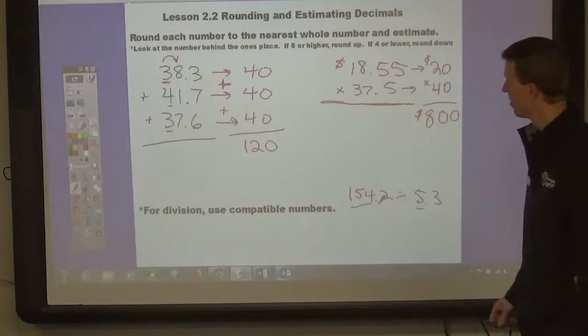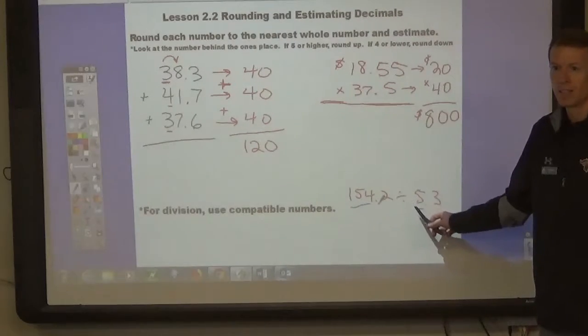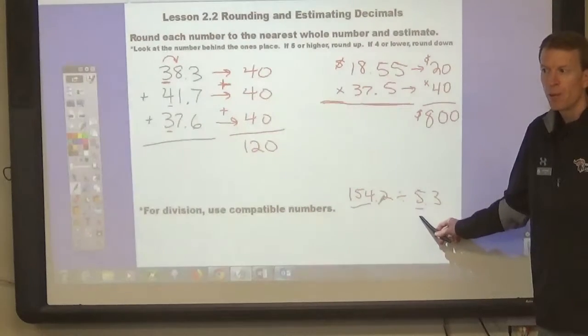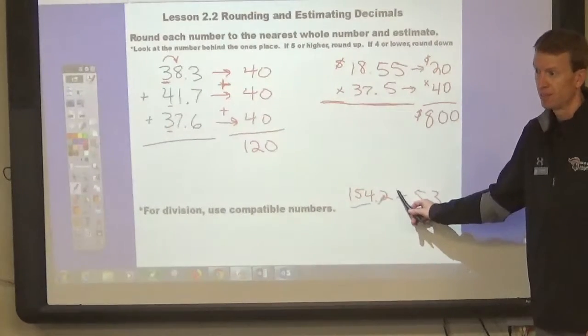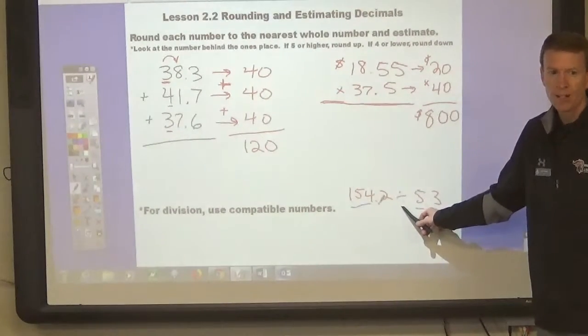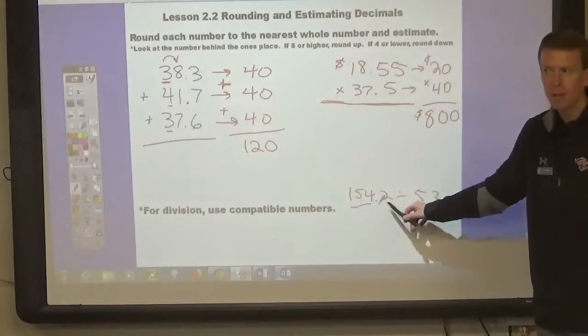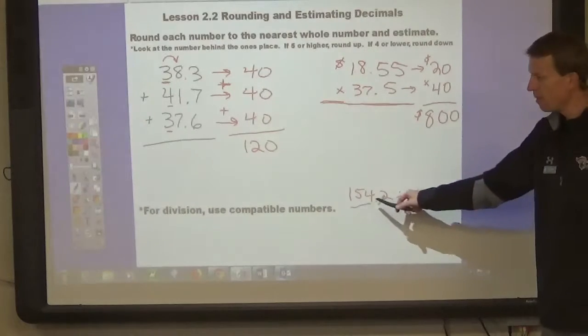Because you're using decimals? No, because you might get a what? Lainey? A remainder. You might get a remainder. Okay? Look up here. You might get a remainder if you follow the same rounding rules. So, instead, use compatible numbers. What numbers would be compatible here?